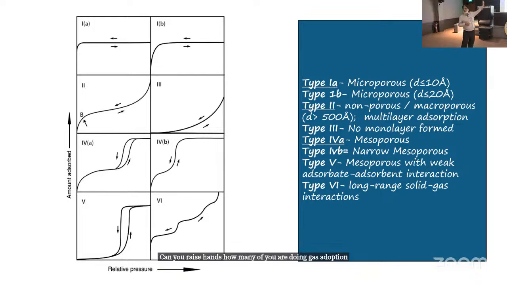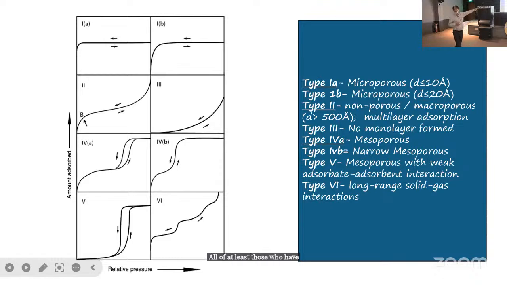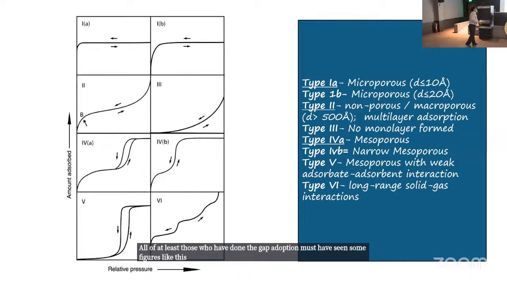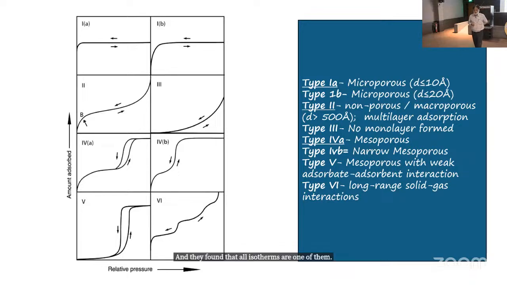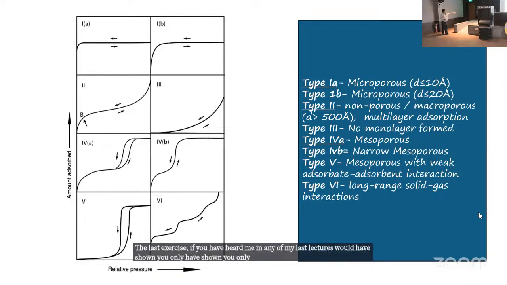All of you, at least those who have done gas adsorption, must have seen some figures like this. They tried to adsorb various gases on various types of solids. And they found that all isotherms are one of them. Okay. The last exercise, if you have heard me in any of my last lectures, would have shown you only 6 of them, not 8.